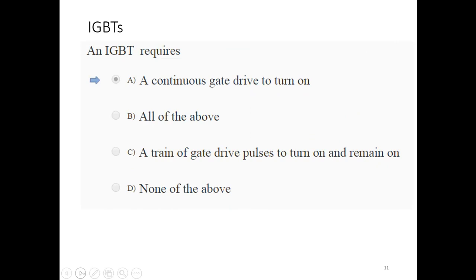IGBT requires what? IGBT requires a continuous gate pulse. Remember, like a MOSFET, if you take the gate pulse off, it will be off. It requires a continuous gate pulse to turn it on. If you give a small pulse, it will turn off. If you give an on and off pulse, it will turn on and turn off. But if you want it to remain on continuously, or as long as you want, it needs a continuous gate pulse.